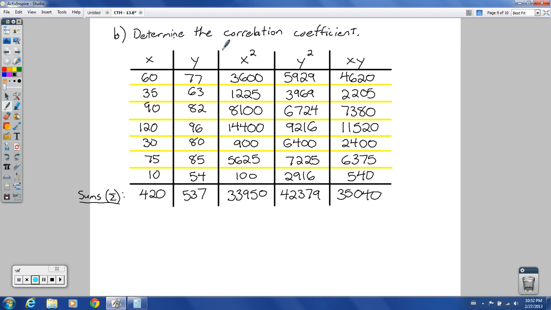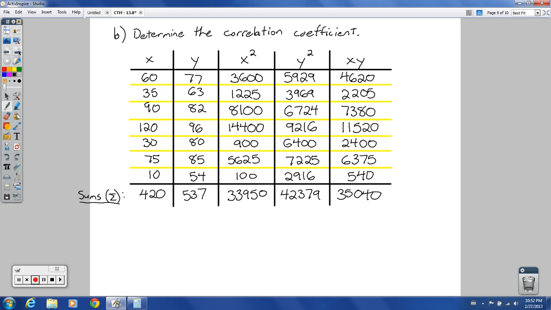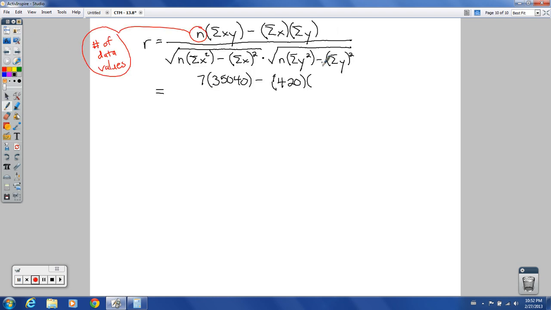Next up, we've got the sum of the x values. So here's the x values. The sum of that was 420. So this will be on the top here, 420 times the sum of the y values. That would be the sum of the y values here, 537. So that goes right here. That's the top of our fraction.